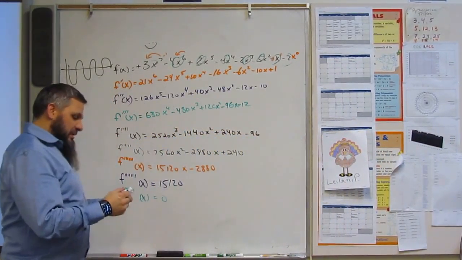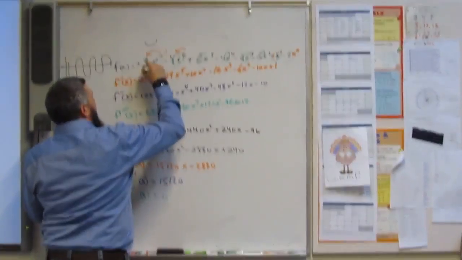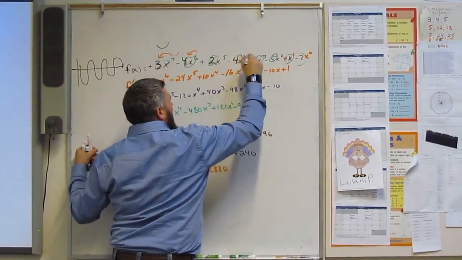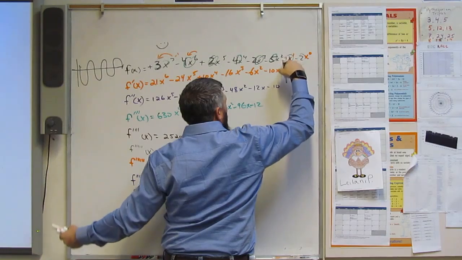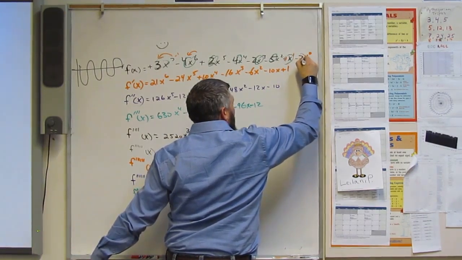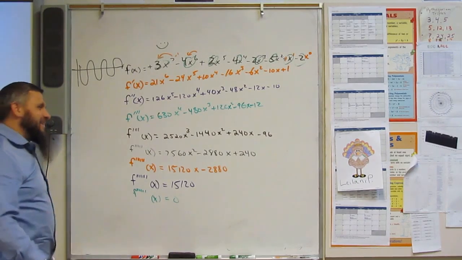I have a 3 here, right? 4 here, a 2 here, a 4 here, a 2 here, a 5 here. There's really a 1 there, it's hidden. And there's a 2 here. We found the derivative.